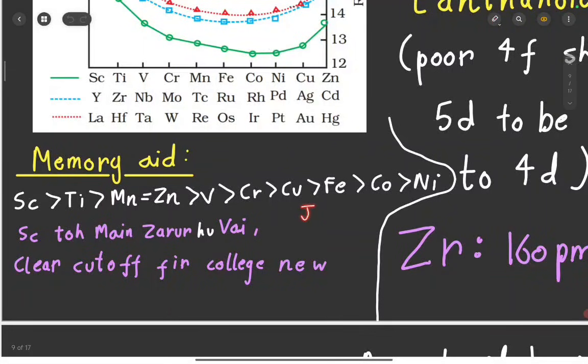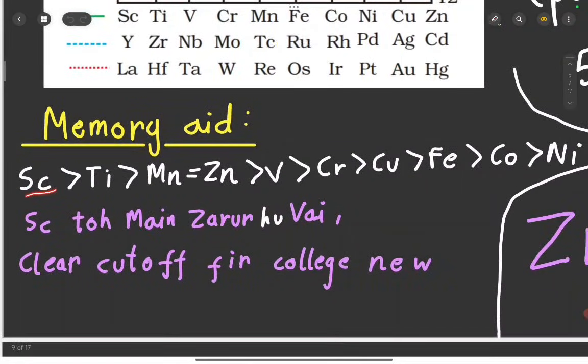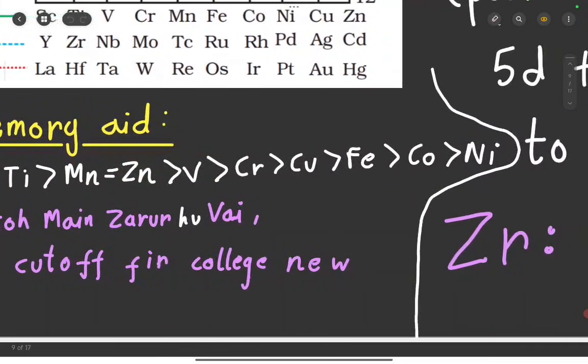So you know how in JEE or NEET examinations, the reserved categories have lower cutoffs. Don't take any offense to this, it's just a memory aid, and this is in Hindi. The order is basically scandium, titanium, manganese equal to zinc. You know, they are brothers. One is d5, one is d10. Both are stable. Then followed by vanadium, chromium, copper, iron, cobalt, and nickel.